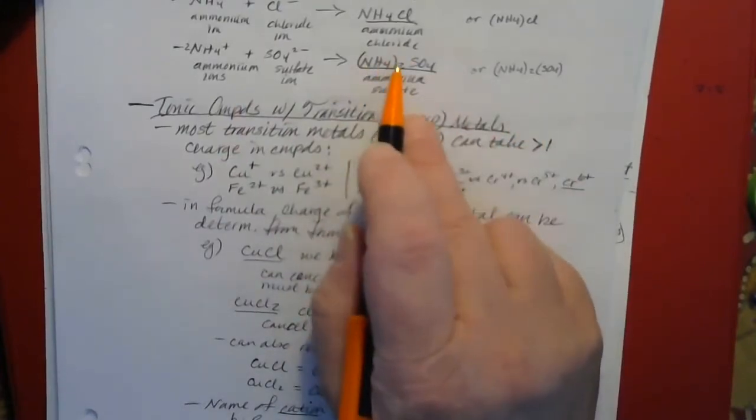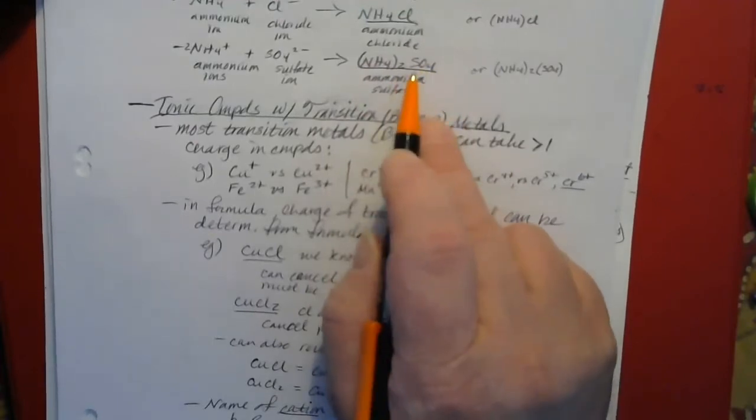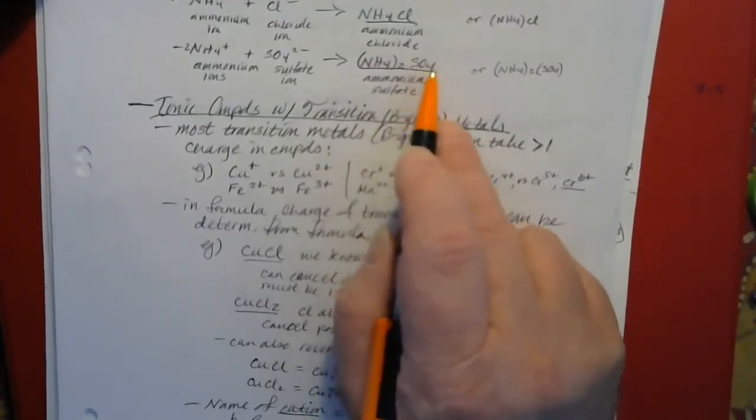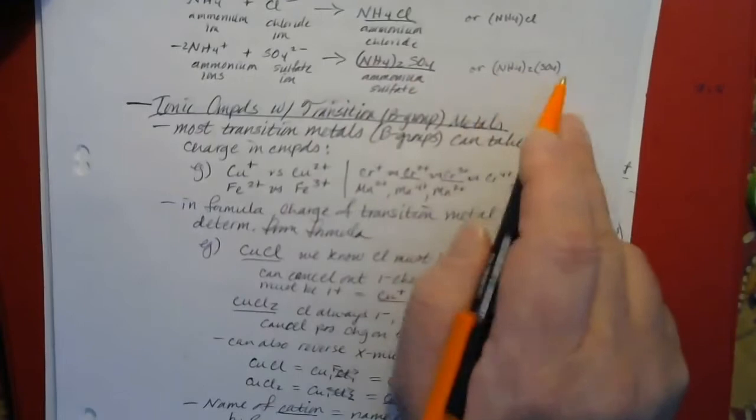We put parentheses around the ammonium because there are 2 of them in the formula for the compound, but there's only 1 sulfate ion, so we normally wouldn't put parentheses around that. But if you wanted to, I would not mark it wrong. So that's okay also.